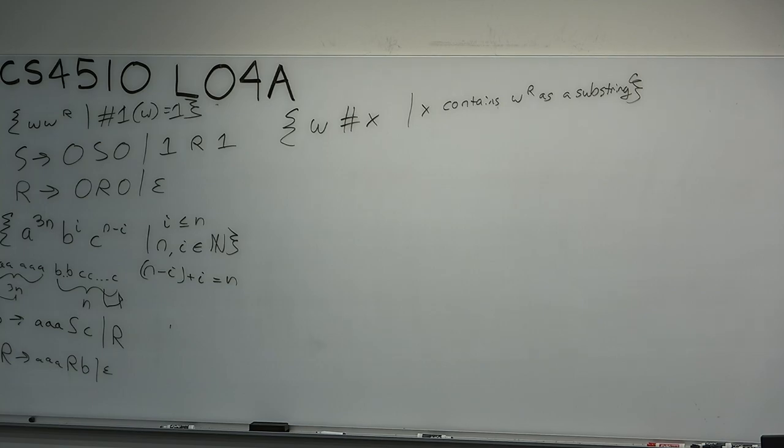So hash is a part of the alphabet? Yeah, and it only appears one time. So let's say W and X don't contain any hashes. Right.